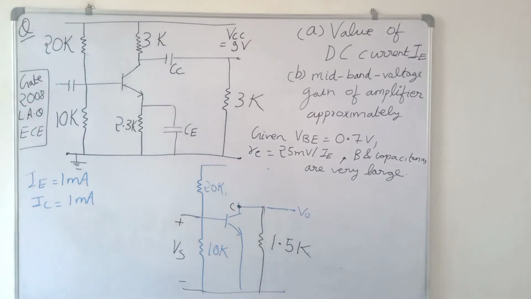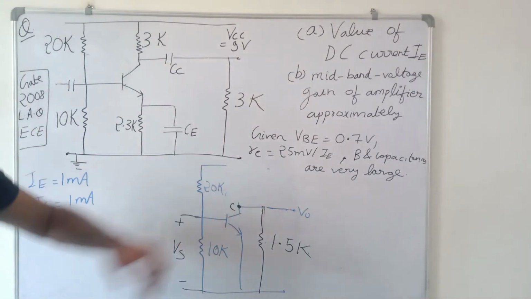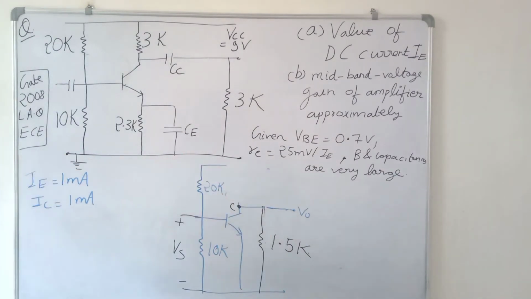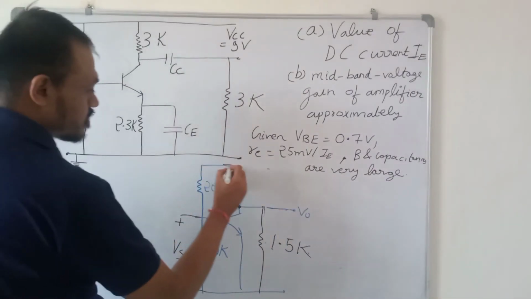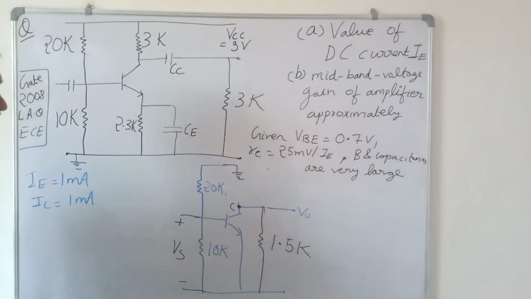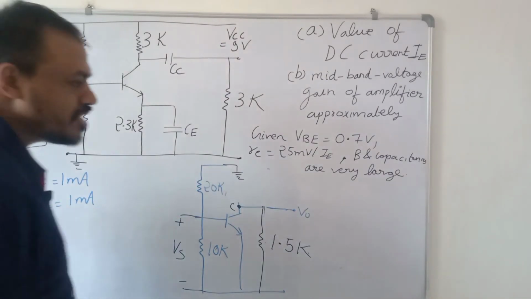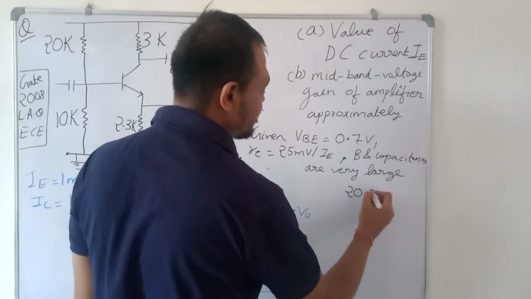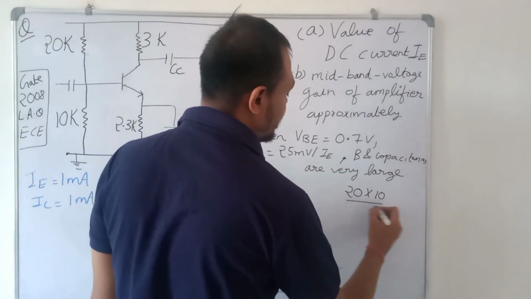And also this 20K resistor is connected between base and ground, and this 10K resistor is also connected between base and ground. So this 20K resistor and this 10K resistor are in parallel. So if we replace it by a single resistor, then it will be equal to 20 into 10 upon 20 plus 10.